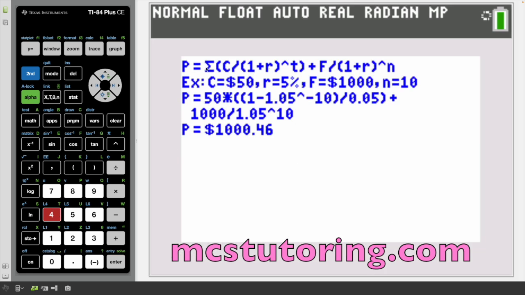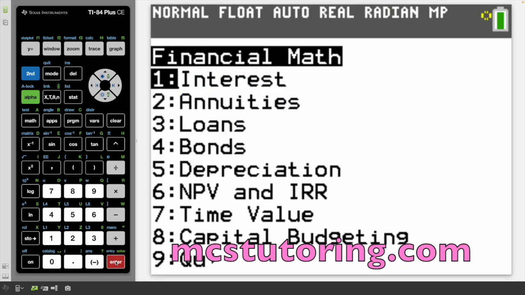And there we go. This is the value of bonds. This little Greek letter is a sigma. It looks like a Roman E a little bit, but it's a sigma. It usually means sum of C divided by 1 plus R to the T, plus F divided by 1 plus R raised to the N. So say the C is $50, R is 5%, the F is $1,000, N is 10. Here's your calculation, and then your answer, $1,000.46.